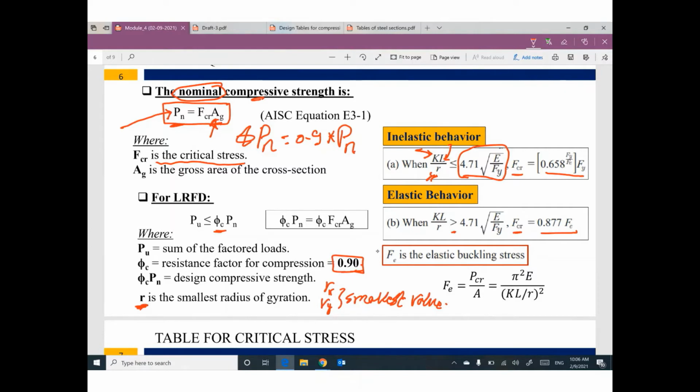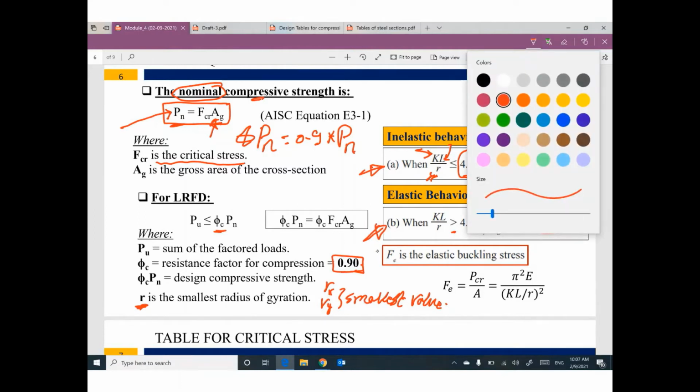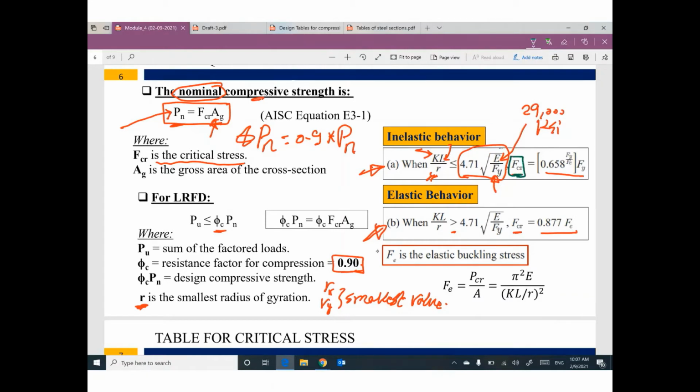4.71 square root E, Young's modulus of steel, 29,000 KSI. F yield is the yielding stress of the steel, based on the type of the steel, so I can determine this condition or this condition. For example, for the first condition, F critical equals 0.658 to the power F yield over FE, all of that times F yield. Okay, we understand what is the meaning of F yield.